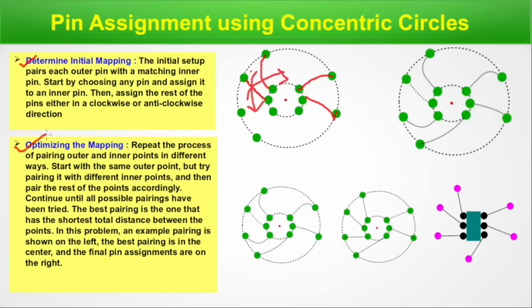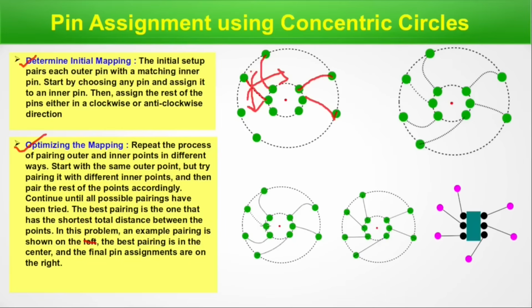Now, optimizing the mapping. Repeat the process of pairing outer and inner pins in different ways. Start with the same outer pin but try pairing with different inner points, and then pair the rest of the points accordingly. Continue until all possible pairings have been tried. The best pairing is the one that has the shortest total distance between the points. In this problem, an example pairing is shown on the right. At left, the best pairing is in the center, and the final pin assignment is on the right.